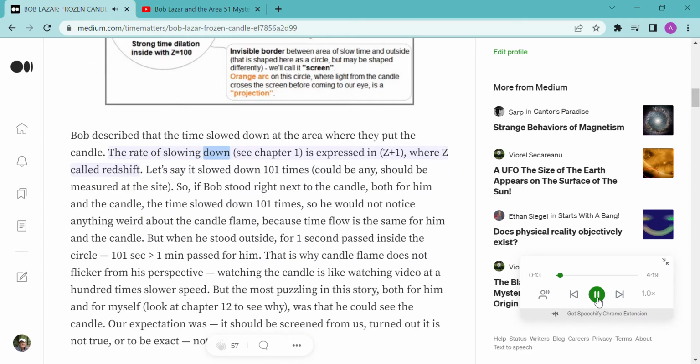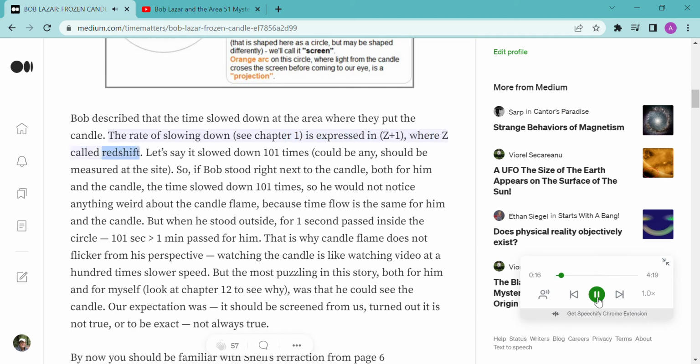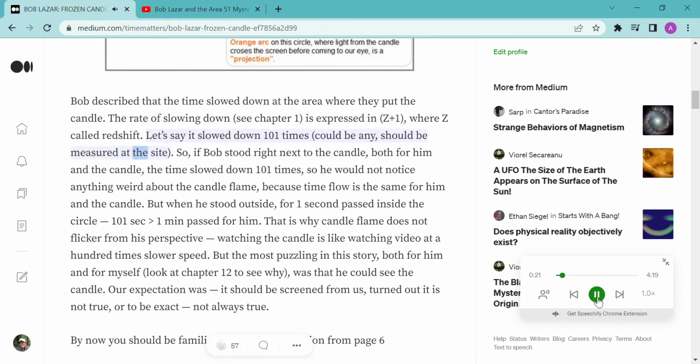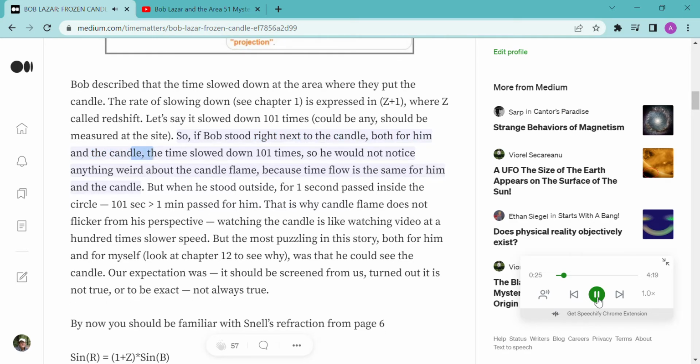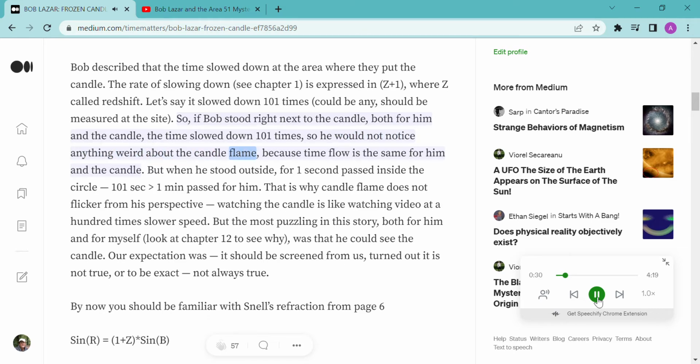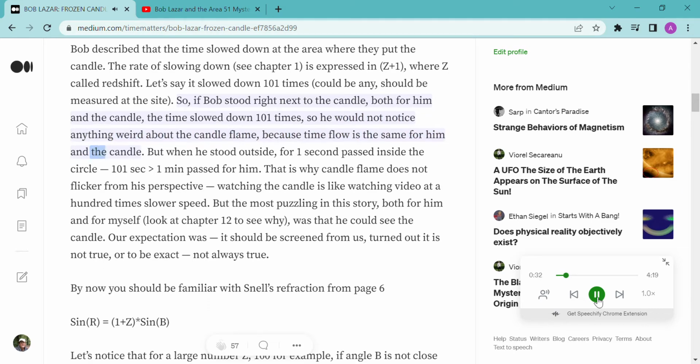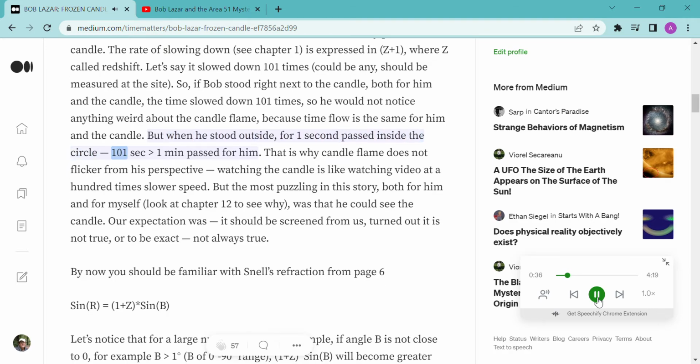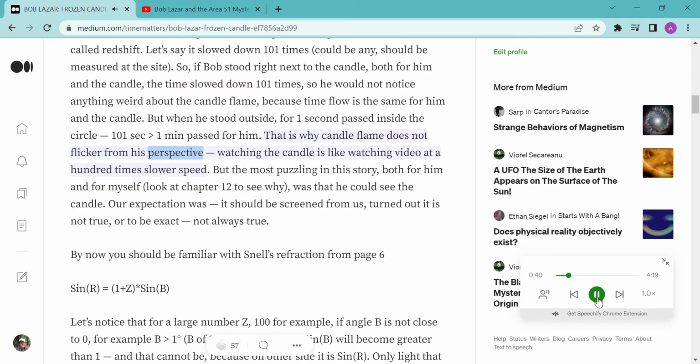slowing down, see chapter 1, is expressed in z+1, where z is called redshift. Let's say it slowed down 101 times, could be any, should be measured at the site. So, if Bob stood right next to the candle, both for him and the candle, the time slowed down 101 times, so he would not notice anything weird about the candle flame, because time flow is the same for him and the candle. But when he stood outside, for 1 second passed inside the circle, 101 seconds, greater than 1 minute, passed for him. That is why the candle flame does not flicker from his perspective. Watching the candle is like watching video at 100 times slower speed.